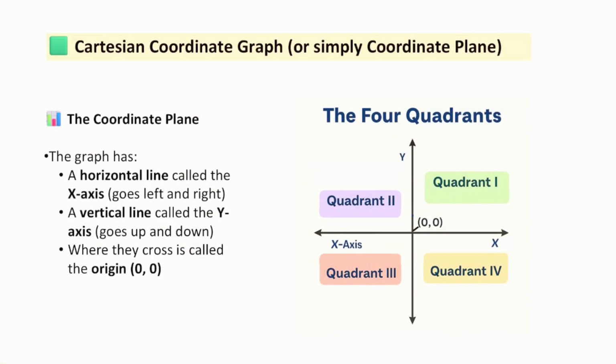Here I am showing you a Cartesian coordinate graph. The coordinate plane has two main lines. The horizontal line is called the x-axis and it goes left and right. The vertical line is called the y-axis and it goes up and down. Where these two lines cross is called the origin at point (0, 0).